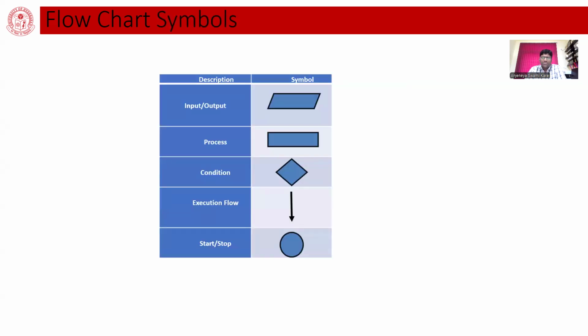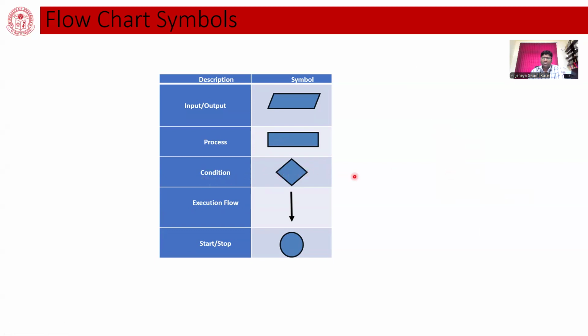These are the flowchart symbols. For input and output, we use a parallelogram-shaped box. For a process, for example an assignment or some computation statements you want to record, those statements will be shown as a rectangle.